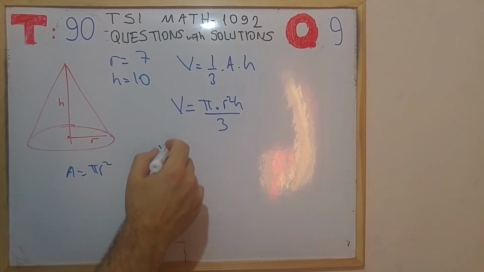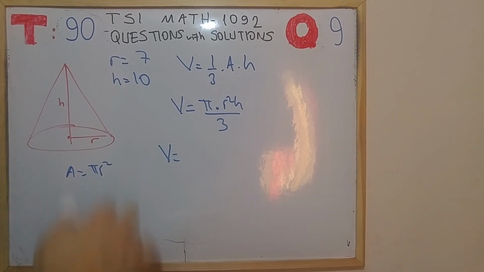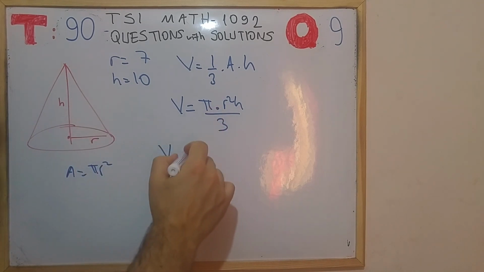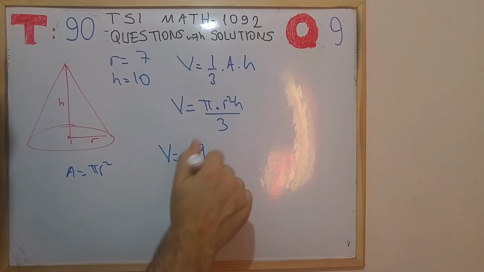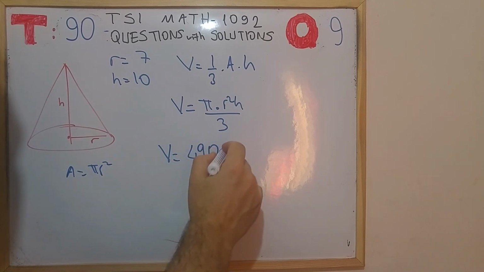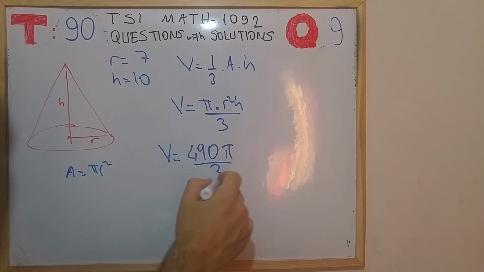Let's apply the formula directly. The radius is given as 7, so that is 49 times the height, which is 10, so that is 490 times pi over 3.